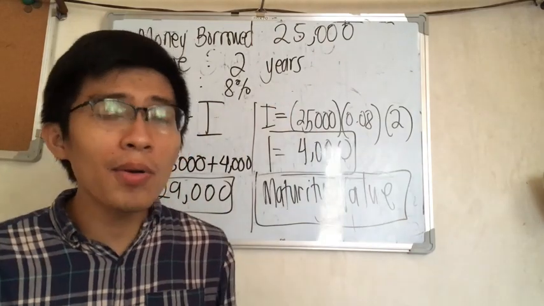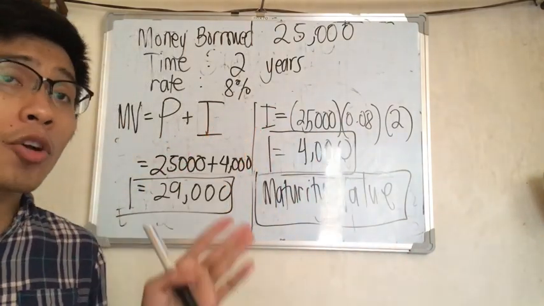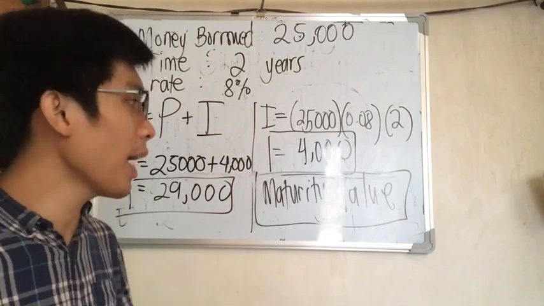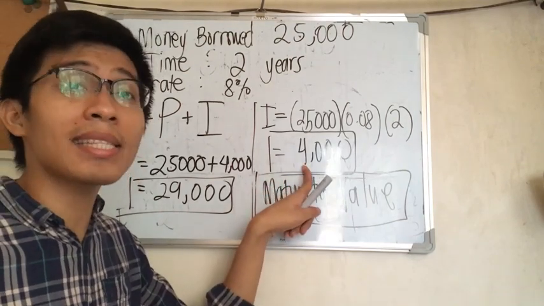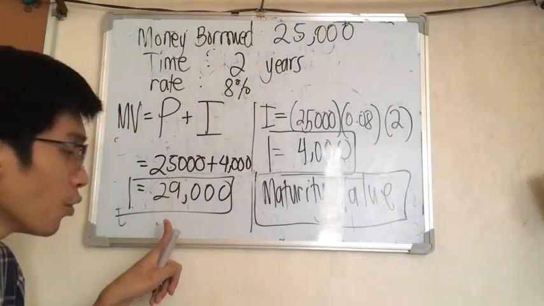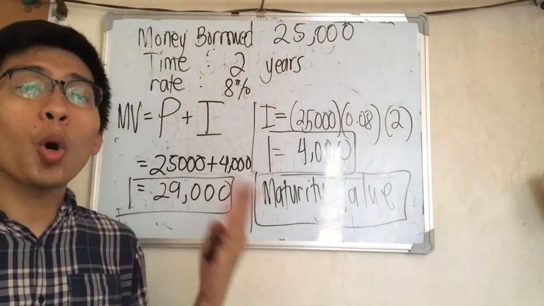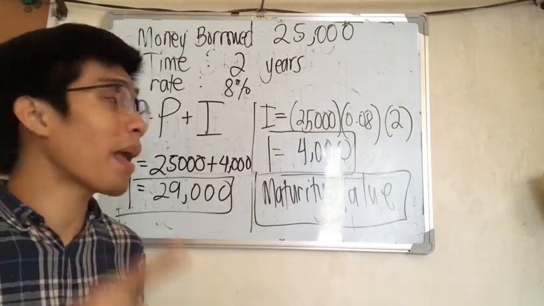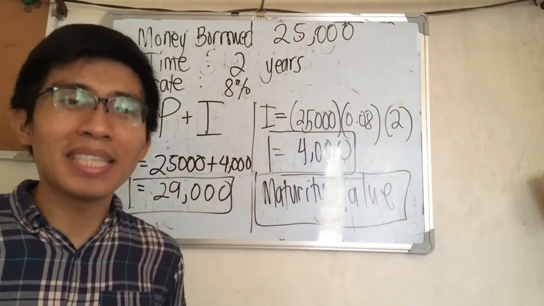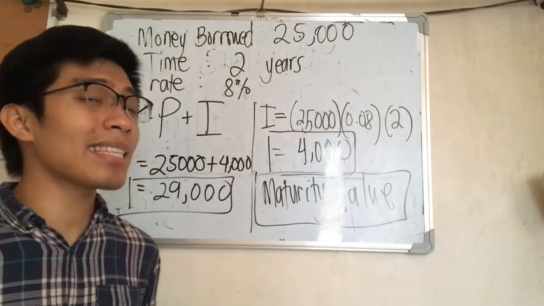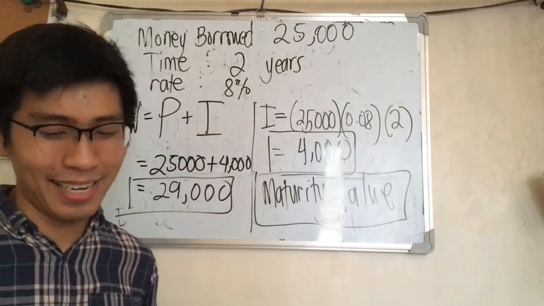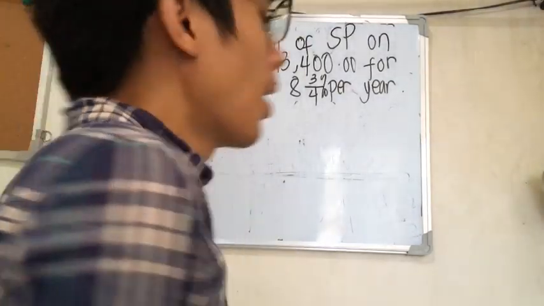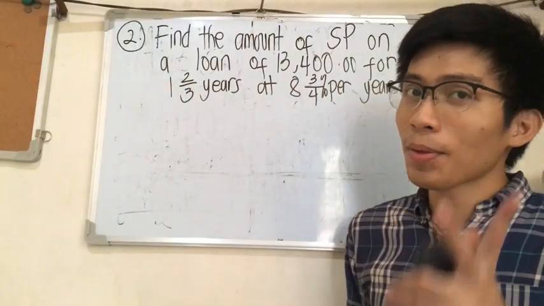So that's how the concept of simple interest works. Okay? Again, 4,000 is the interest amount, 29,000 is the total amount, or the maturity value, or the total amount that you have to pay at the end of 2 years. Ladies and gentlemen, that is example number 1. Okay, let's solve example number 2.